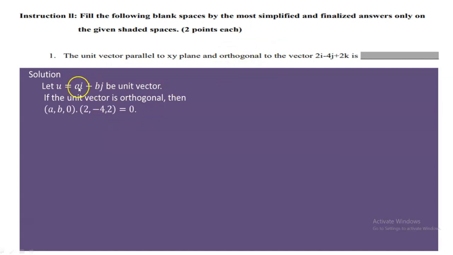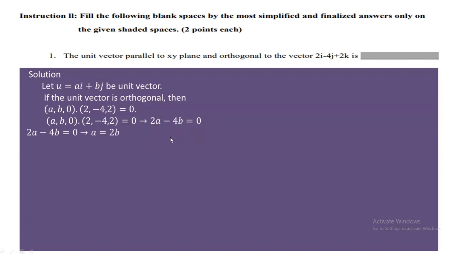So here we have the components a, b, 0. And here 2, minus 4, 2 directly taken from this one. So I have here 0 because the z component is 0. So from this, applying this dot product property, we can have a times 2 is 2a, and b times minus 4 is minus 4b, equal to 0.